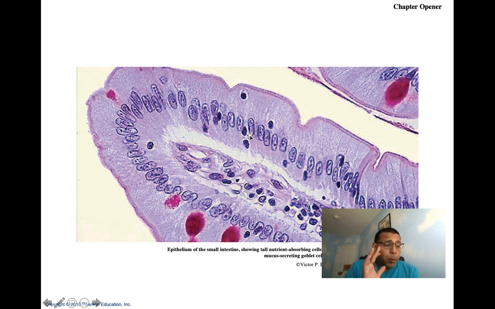So when we talk about epithelial tissue, it is also known as epithelium. Epithelial tissue, or epithelium, is a sheet of cells. It's a sheet, like when you think of a sheet of plywood, or a sheet for your bed. You can think of it as a nice long sheet. So it's a sheet of cells that covers a body surface or lines a body cavity.